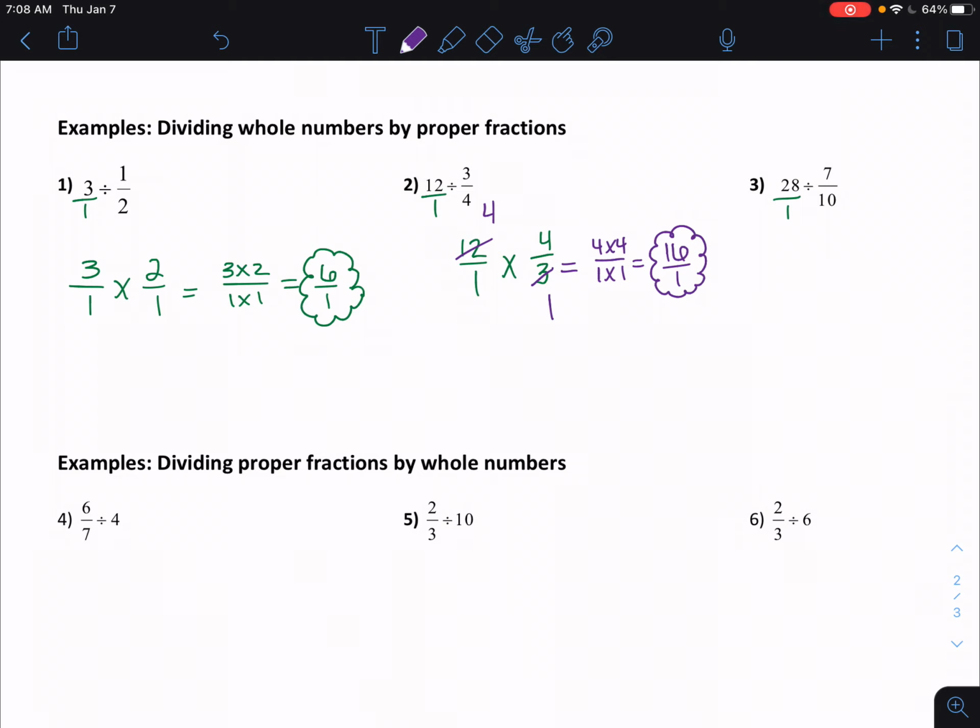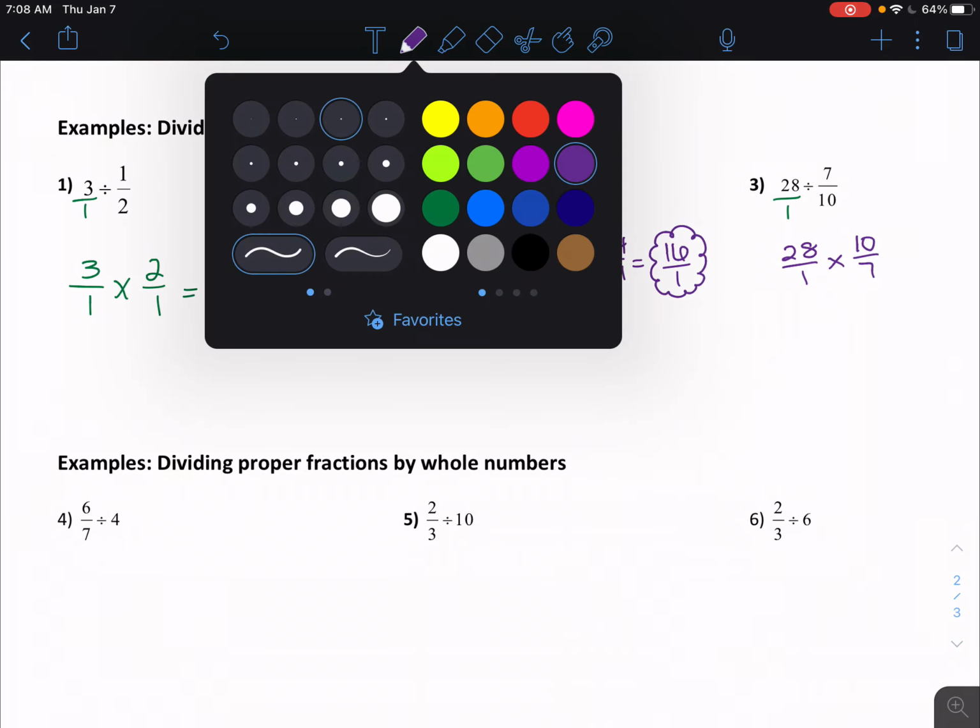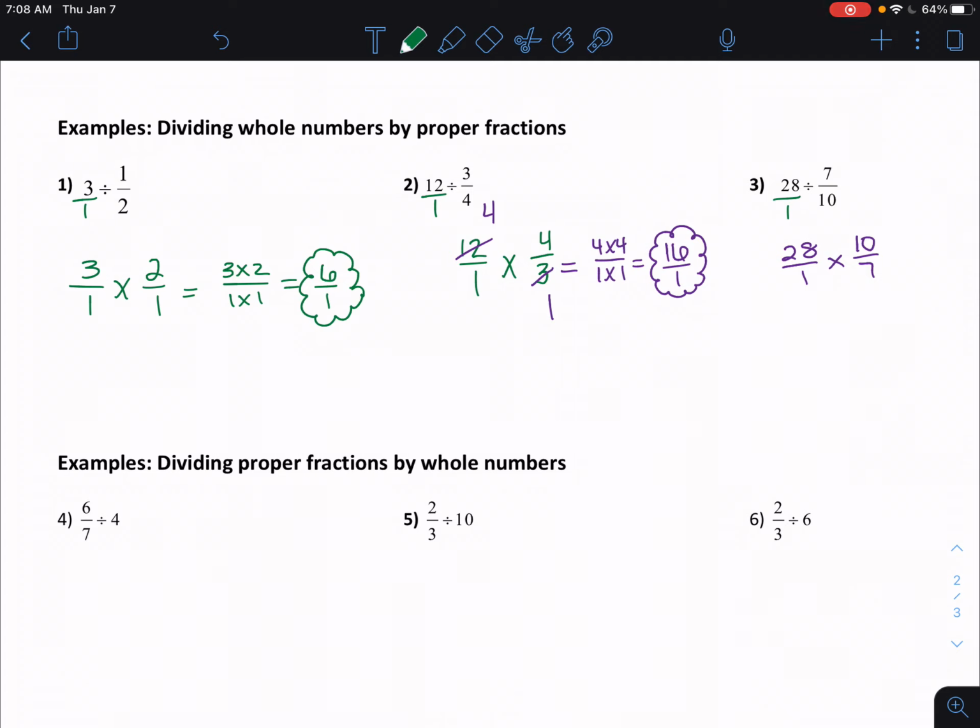For 28 divided by 7 over 10, 28 over 1 is going to stay the same. I'm going to keep the first fraction, change the sign in the middle, and then I'm going to flip the second fraction. I can do some cross-canceling because 28 and 7 have a 7 in common. So 7 divided by 7 is 1, 28 divided by 7 is 4. And I'm left with 4 times 10 on top and 1 times 1 on the bottom. So I get 40 over 1.